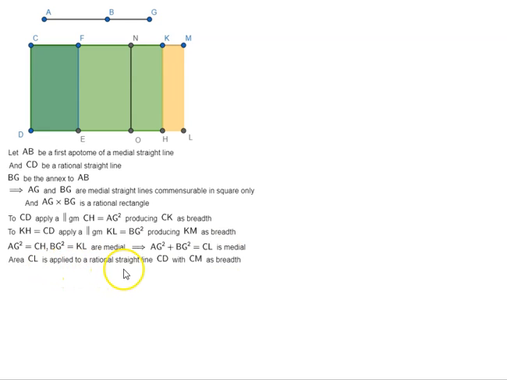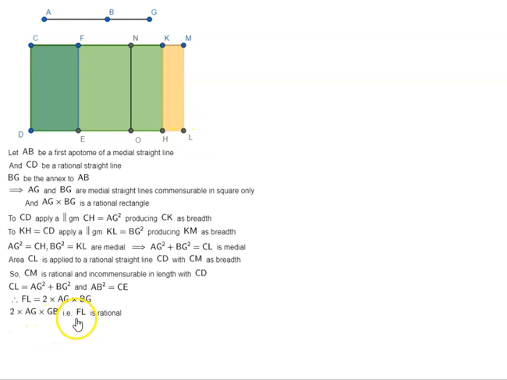Area CL is applied to a rational straight line CD with CM as breadth. So CM is rational and incommensurable in length with CD. CL is AG square plus BG square and AB square equal to CE. And we know AG square plus BG square is equal to AB square plus 2 times AG by BG. So that means 2 times AG by BG is going to be equal to FL.